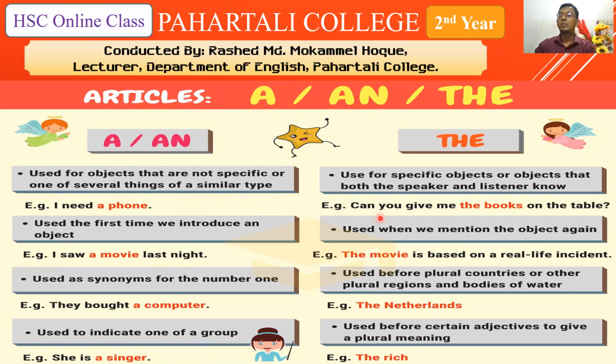But when something is specific: can you give me the books on the table? That means I am asking you to give me the books on the table. Which books? The books on the table. This is specific, so "the" is used for a specific object or objects that both the speaker and listener know. That means the speaker knows which books he wants, and the listener knows which books he wanted.